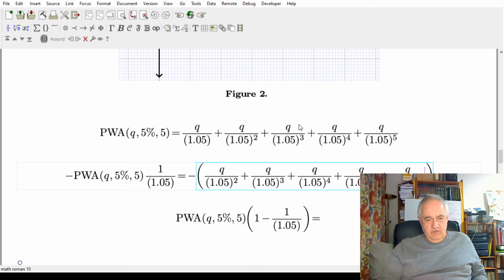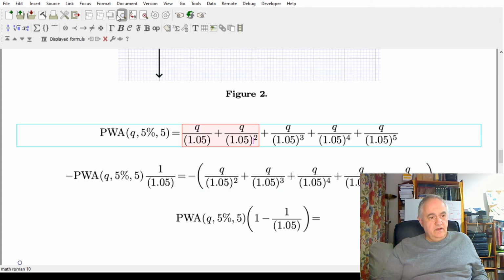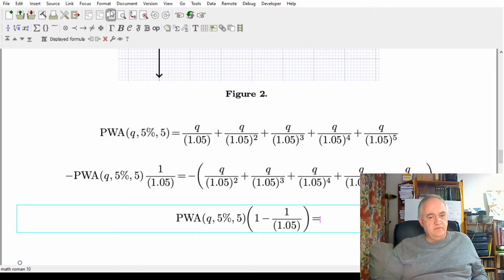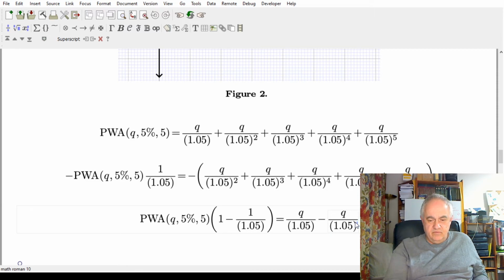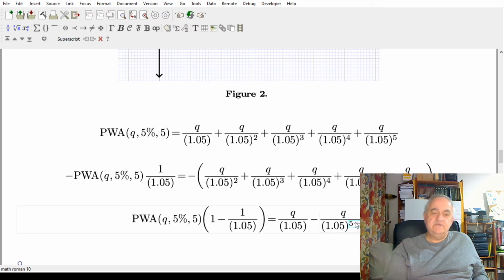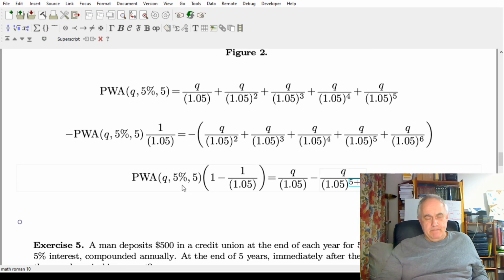And then I will cancel this term with this term, this one with this one, this one with this one, this one with this one, and then the result will just be, copy this, will be as simple as this, minus, and this will be 6. I will call this 5 plus 1. The 5 in initial cases plus the 1 that we have added by multiplying by this. Okay. Then we can obtain from this the present worth.